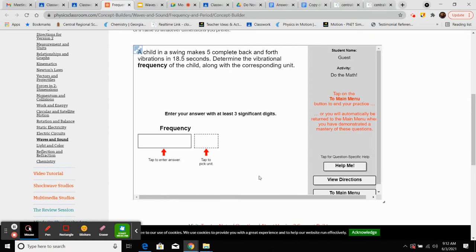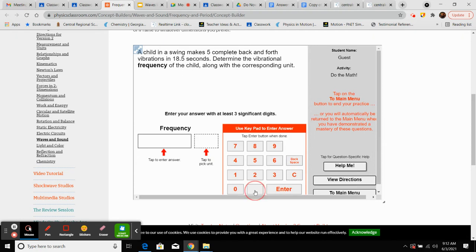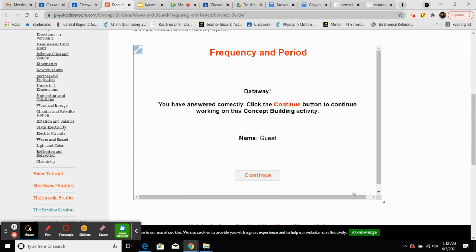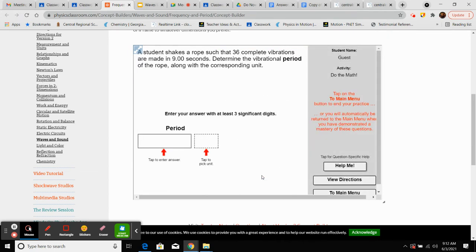Okay, the kid makes 5 back and forth swings in 18 seconds. What is the frequency? Well, what is frequency? The number of what? Cycles per second. How many cycles did you have? 5 back and forth cycles or vibrations in the total time. So we would do 5 divided by 18.5. That comes out to be like 0.27, and the unit for frequency is hertz. Everybody cool with that? All right.